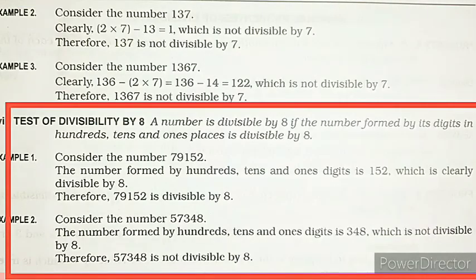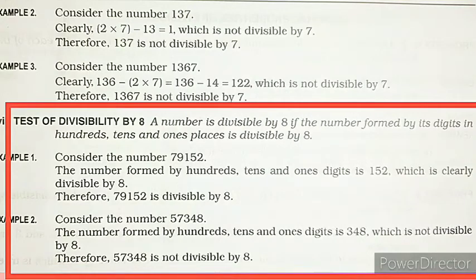Now come to the test of divisibility by 8. What is the rule of 8? The rule of 8 is quite similar to 4. In 4, we have to check the last 2 digits. If the last 2 digits are divisible by 4, then the whole number is divisible by 4. But in the case of 8, we have to check the last 3 digits, meaning the hundreds place, tens place and ones place. If the last 3 digits are divisible by 8, then the whole number is divisible by 8.